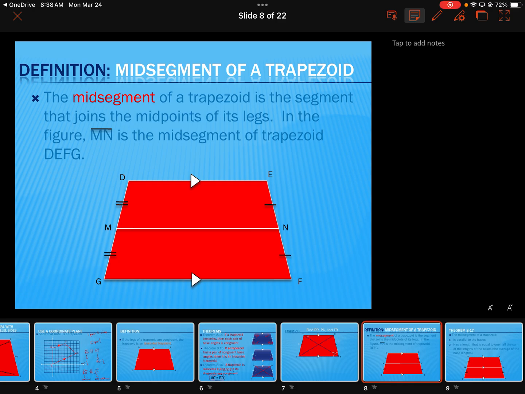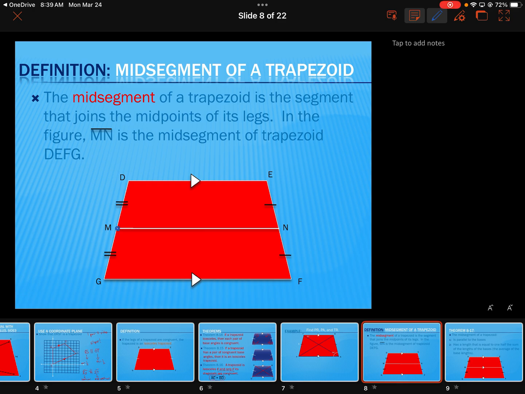This is section 8.5. We're going to look at the mid-segment of a trapezoid. A mid-segment of a trapezoid is the segment that joins the midpoints of its legs. In this figure, segment MN is the mid-segment of trapezoid DEFG.